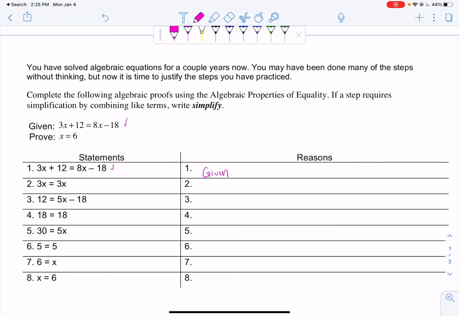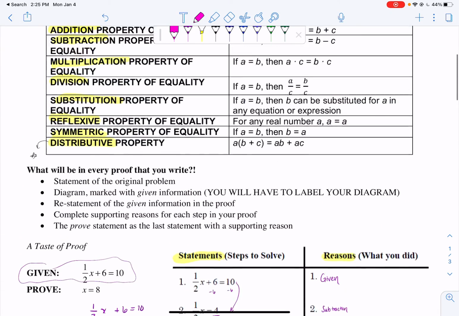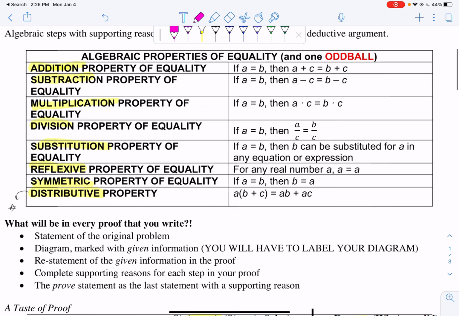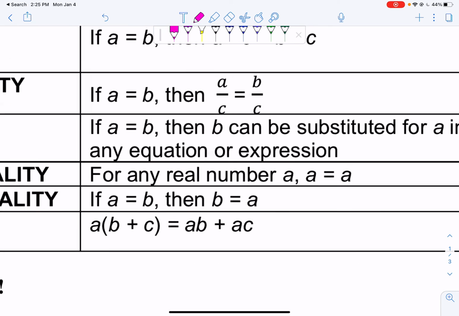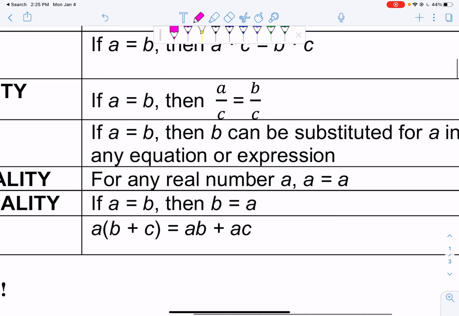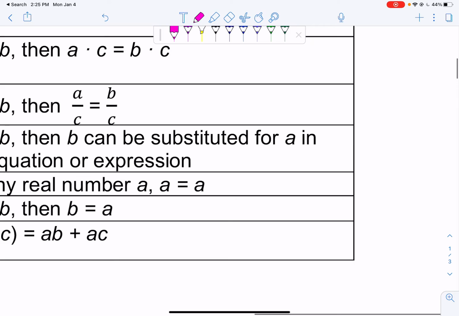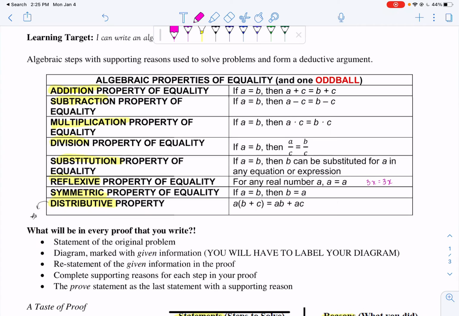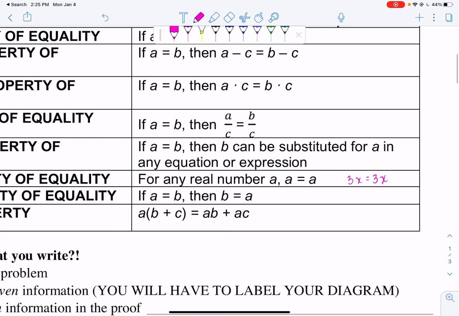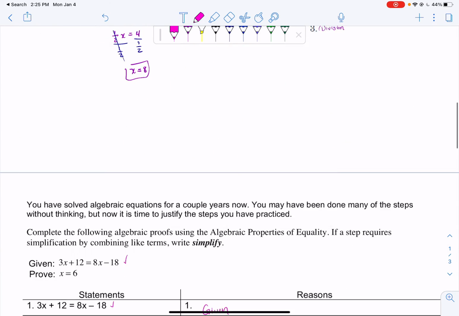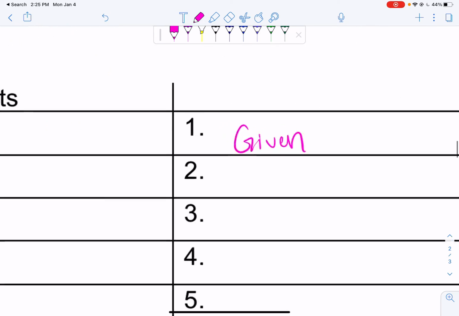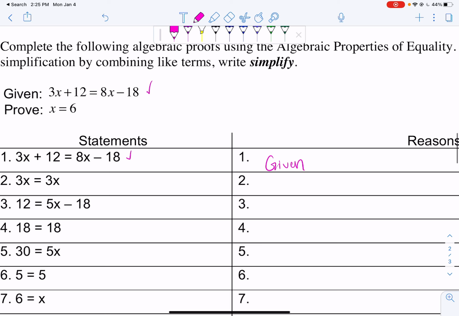Now, for number 2, I wrote 3x is equal to 3x. That is the reflexive property of equality. The reason why we call it the reflexive property is because I have the same thing on both sides of my equal sign. So in this case, I have a 3x equals 3x. And whenever I can do that, I can just say the reflexive property. It's sort of like when you look in the mirror and you see your reflection. It's the exact same thing. So for this one, I would write down reflexive.